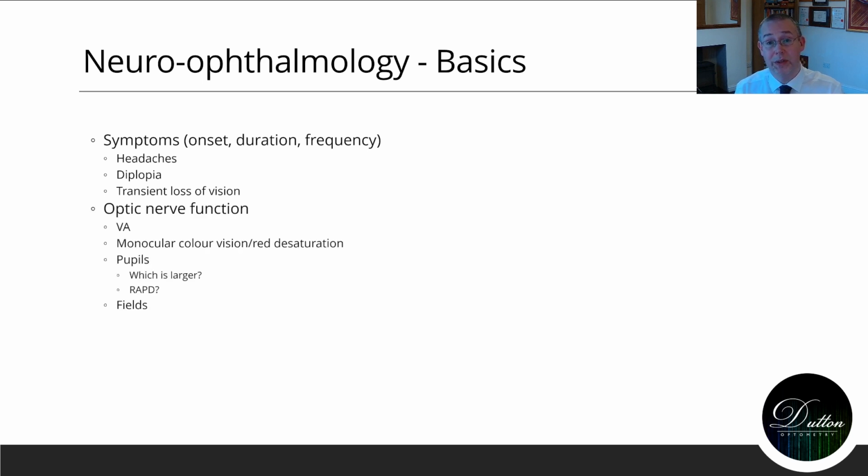You then want to assess and record your optic nerve function. So that's your visual acuity. Monocular colour vision is extremely helpful, red desaturation. And in terms of pupils, if there's anisocoria, which is the larger one, and is there an RAPD? So you're commenting on the efferent and the afferent pathways. Visual field tests also helpful, and motility, again in the context of neurological testing. Describe the disc. Is it pale or pink, and is it swollen or not?